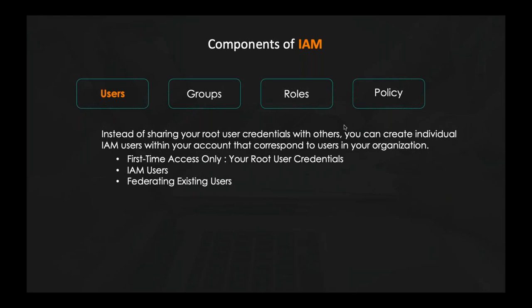An IAM user is something that you can give to your team members. Whatever number of users you have, you can create a user for them. There is no limit for creation of users on AWS. And third is federating existing users. So if you are using any cloud directory, if you have any active directory in your organization, or if you are importing users from social media, from Google, Facebook, or Amazon, you can federate these existing users from these social media sites to AWS and give them whatever permission you want. So these are the three users.